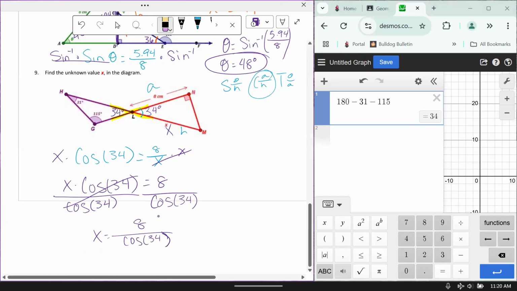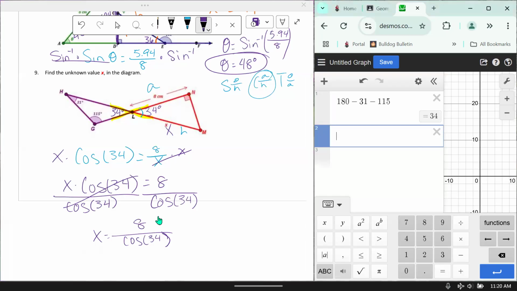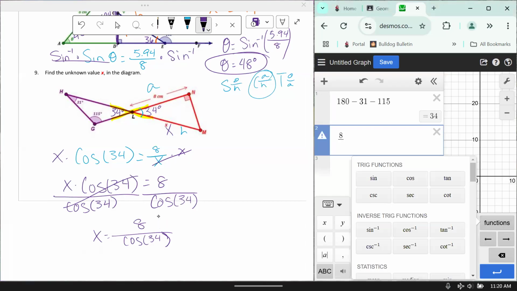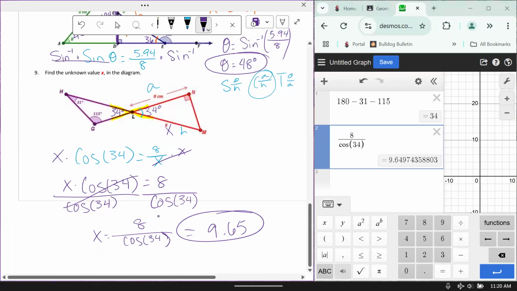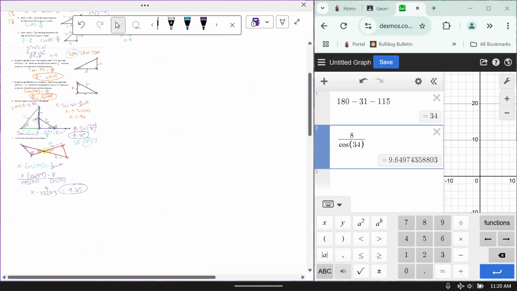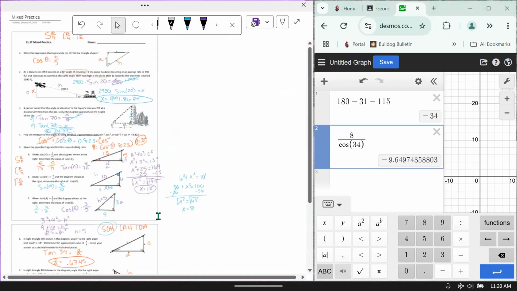So if you don't remember what steps, solve for x like normal. Do your normal thing, okay? And we get 8 divided by cosine of 34, close our parentheses, and we get 9.65. There we go. So that's what x equals. All right, we are done with this.